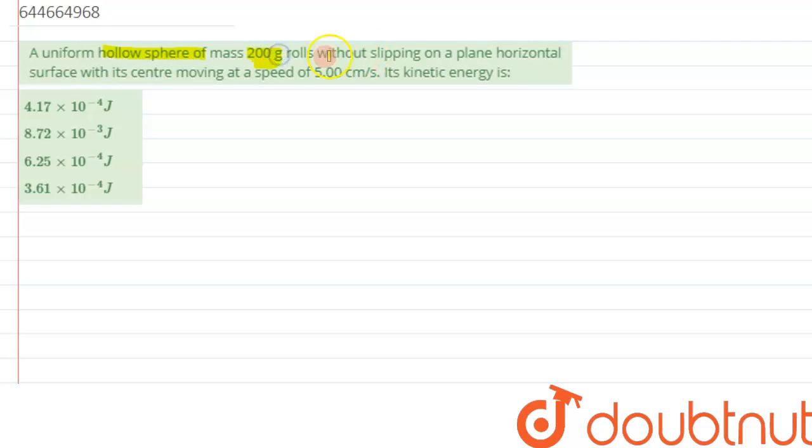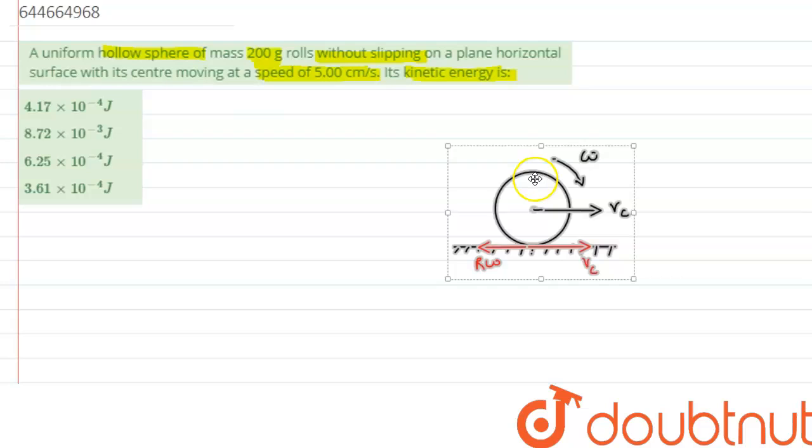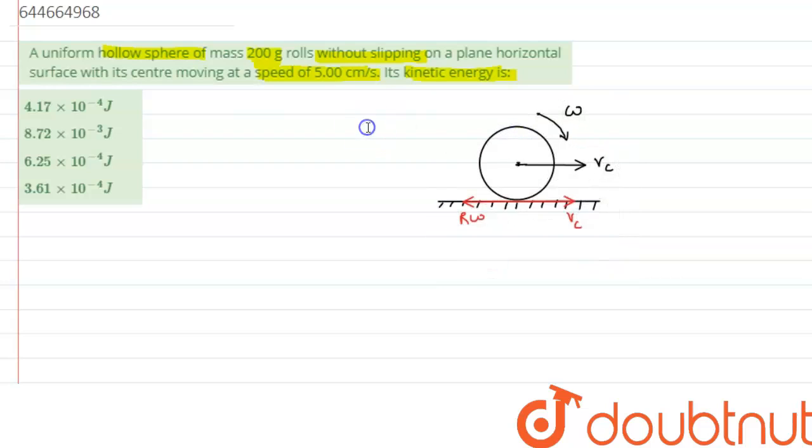Hello everyone, so we are given a question which says a uniform hollow sphere of mass 200 gram rolls without slipping on a plain horizontal surface with its center moving at a speed of 5 centimeter per second. So we need to calculate its kinetic energy. We have been given a hollow sphere which is moving on a ground surface without slipping. So this is the given situation, something like this.